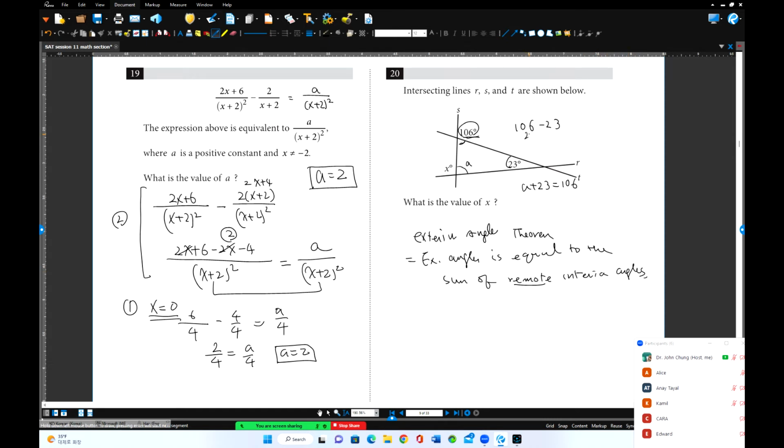So when you subtract 23, this is what? 83 is this angle, but the other angle is supplementary. 83, I'm sorry. So 180 minus 83. How much? 97. X is 97. That's the answer.